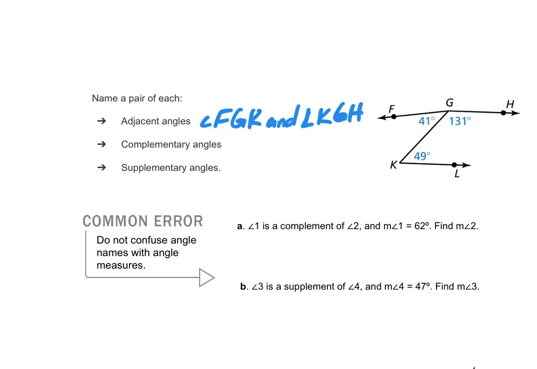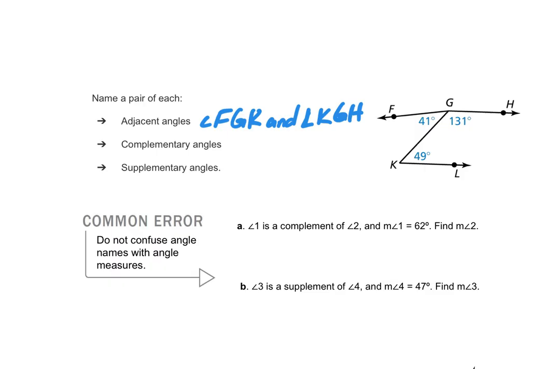What two? 49 and 41. Okay. What could I name this angle right here? Angle G. Can I call it angle G? No. We don't want to say angle G because could I also call this one angle G? Yeah. And so those are two completely different angles, right? This one's 41 degrees, this one's 131 degrees, and if you say angle G, KGF.